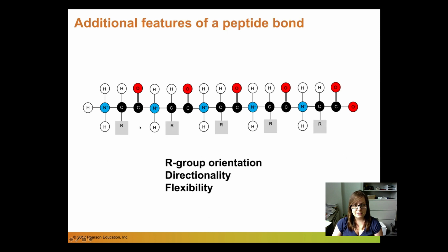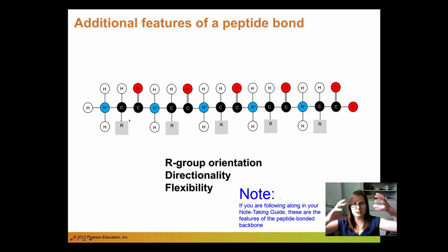And because of this way in which peptide bonds are created, we end up with a few things. We have this R group orientation where all the R groups are facing in one direction. And so, as you'll see in later videos, these can interact with each other. We have directionality, which I talked about, right? So we have this N terminus here that starts the protein, and the C terminus that ends it. And we have flexibility. So there's some rotation that can occur around these bonds here. So you have a little bit of flexibility in that molecule.